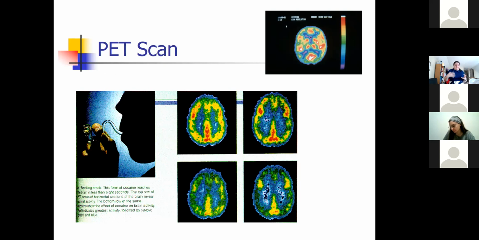And so it really feels like the future when you learn about stuff like this, right? And so this is a really cool picture, a really cool study here. So this is a study they did with cocaine users, in particular crack cocaine users. And so the top ones are someone who is not a user, and the bottom ones are someone who is a user. So you can see there's much less activity in the brain.